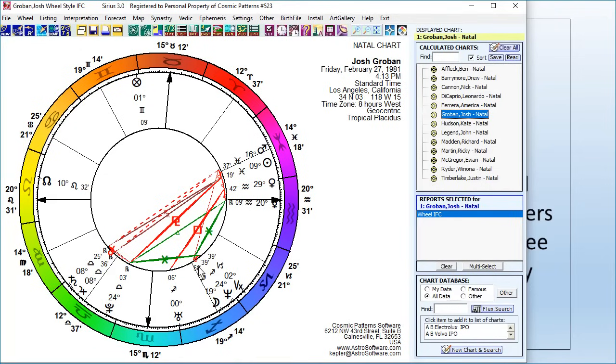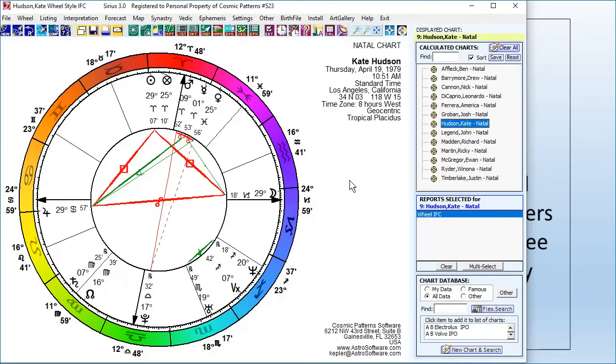He has a very strong Moon-Mercury sextile. Moon at 19 degrees 58 minutes. Mercury at 20 degrees 9 minutes. Okay, so how about we do just one more example?